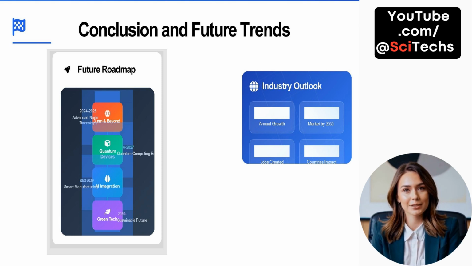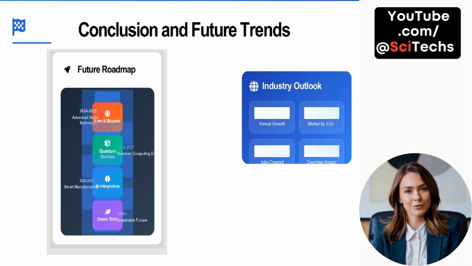From 2028 to 2029, smart manufacturing will see deeper integration of artificial intelligence into production lines, driving efficiency, quality, and agility. Post-2030, green technologies will dominate as the industry shifts towards sustainable manufacturing practices, aiming for energy-efficient fabs and eco-friendly materials.